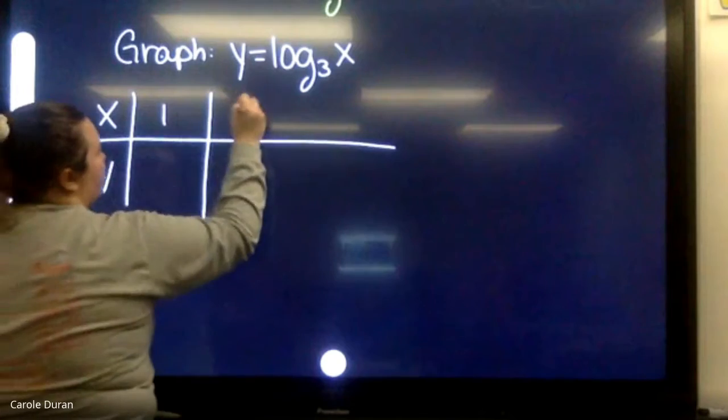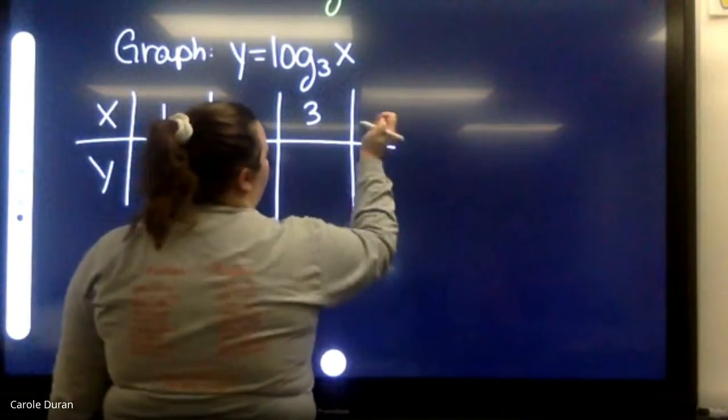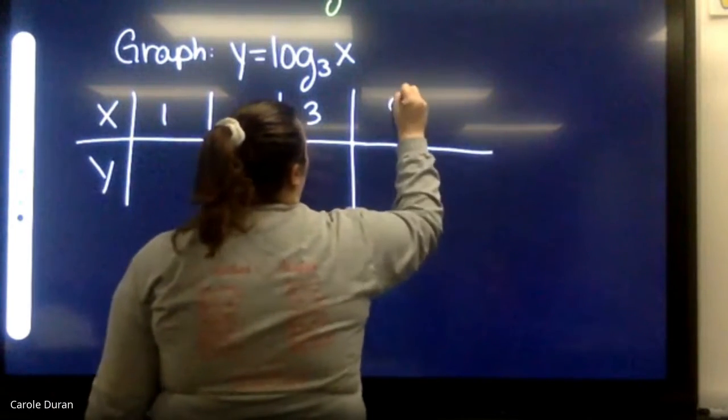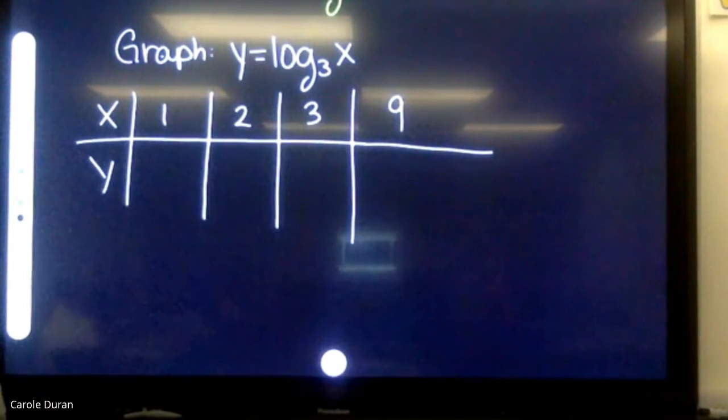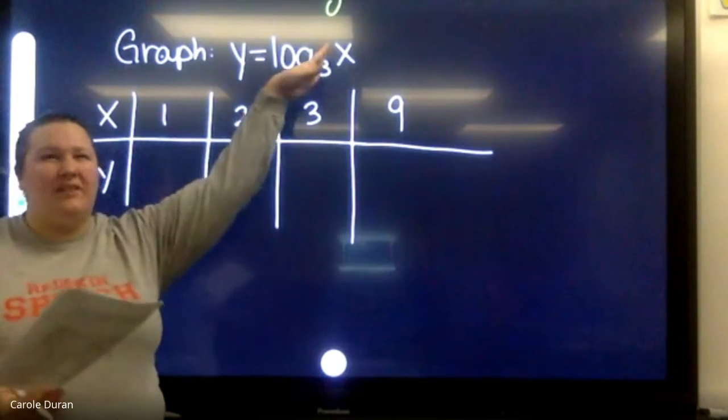And then I'm going to plug in 2. And then I'm going to plug in 3. And then I'm going to skip forward a little while, and I'm going to plug in 9 just so I can see what's happening later on down the graph. Which means I'm taking each of these x values and I'm plugging them in for x and solving.